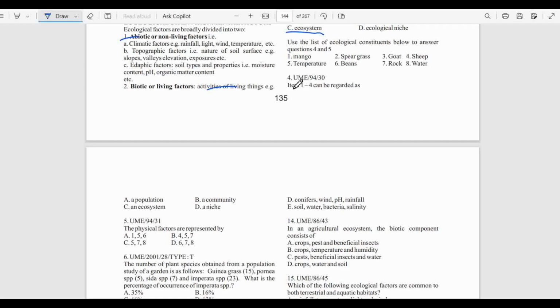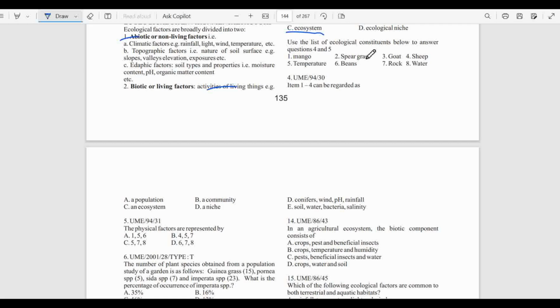Right. So the question then says, item 1 to 4, that's question number 4. Item 1 to 4 can be regarded as A, a population, B, a community, C, an ecosystem, D, a niche. What are the components of items 1 to 4? 1 is mango, 2 is spear grass, 3 is goat, 4 is sheep. What does this tell you about what you have in 1 to 4?